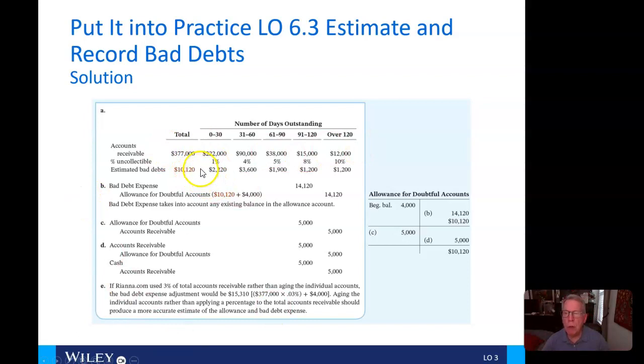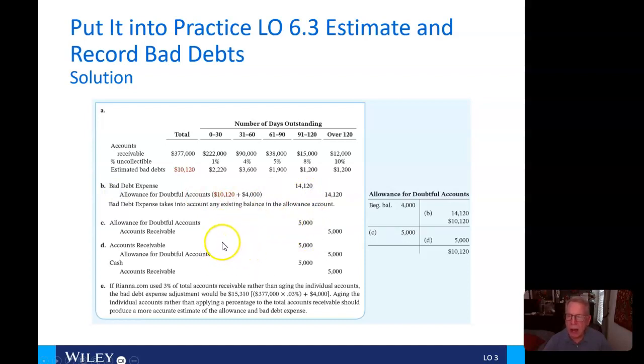We would first go through and calculate what that amount should be for our estimate. And here it's $10,120 by adding these across based on these percentages. And so now, however, we had a debit balance. So in our journal entry, we need to add that $4,000 to the 10,120, and that gives us 14,120. We'll debit bad debts expense, credit the allowance for doubtful accounts.